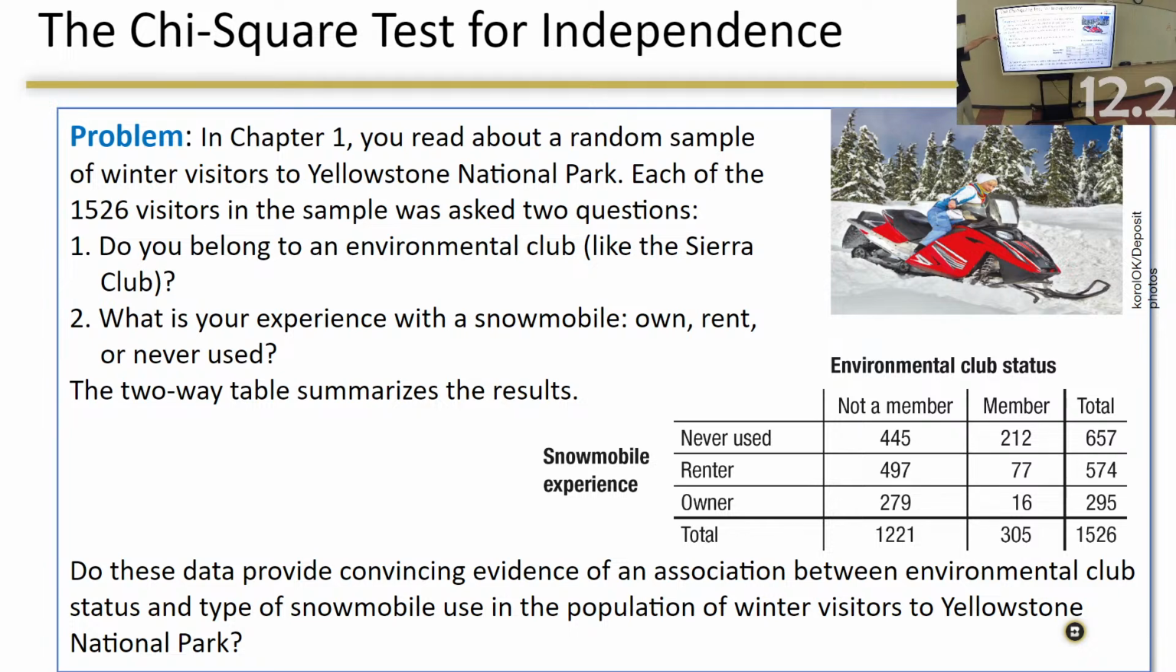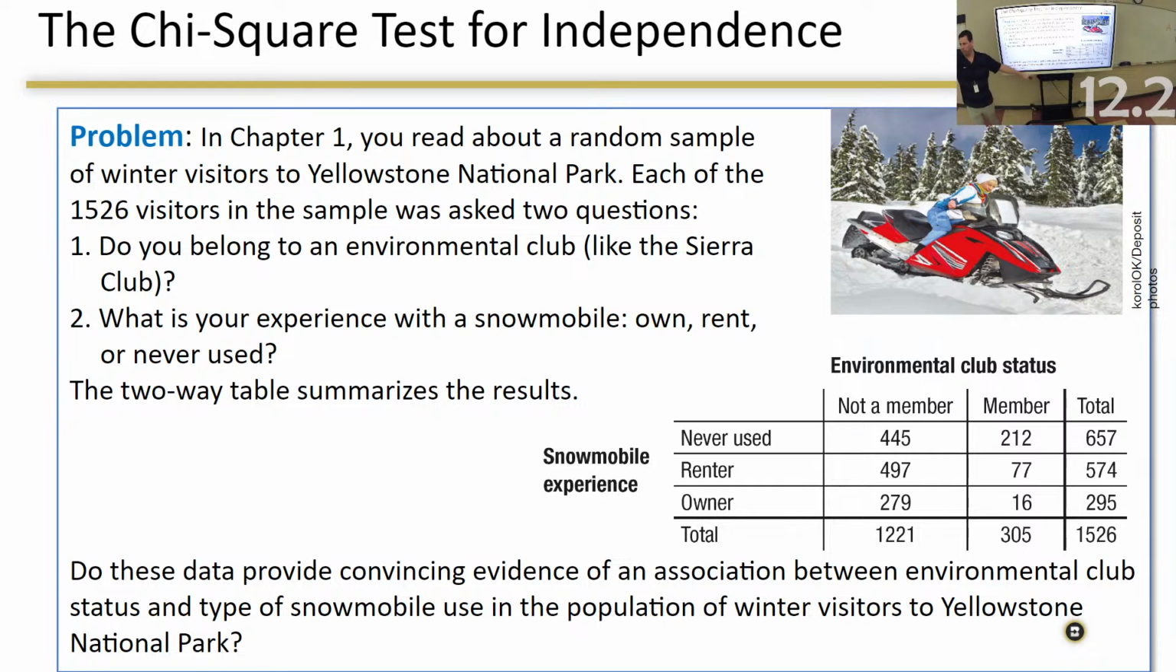At Yellowstone National Park, each of the 1526 visitors in the sample was asked 2 questions. We actually did this in chapter 1. Do you belong to an environmental club? What is your experience with snowmobiles? There's the two-way table. Do these data provide convincing evidence?